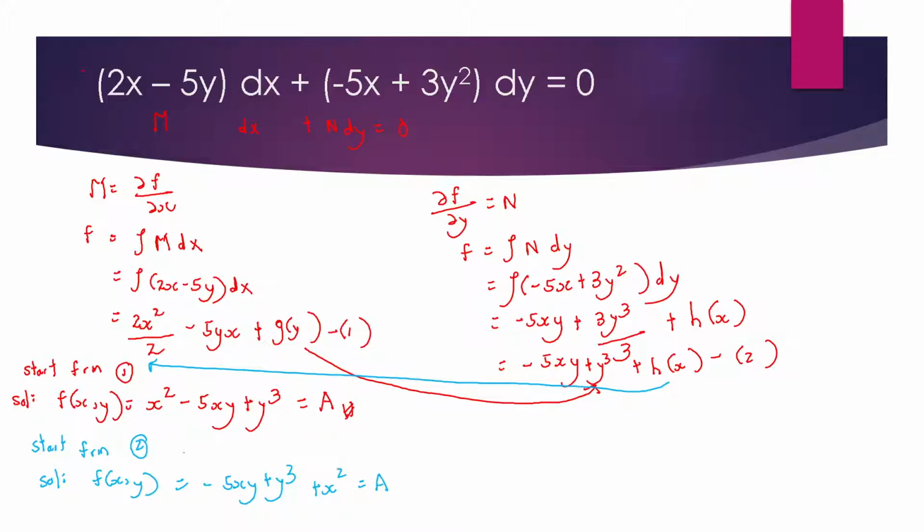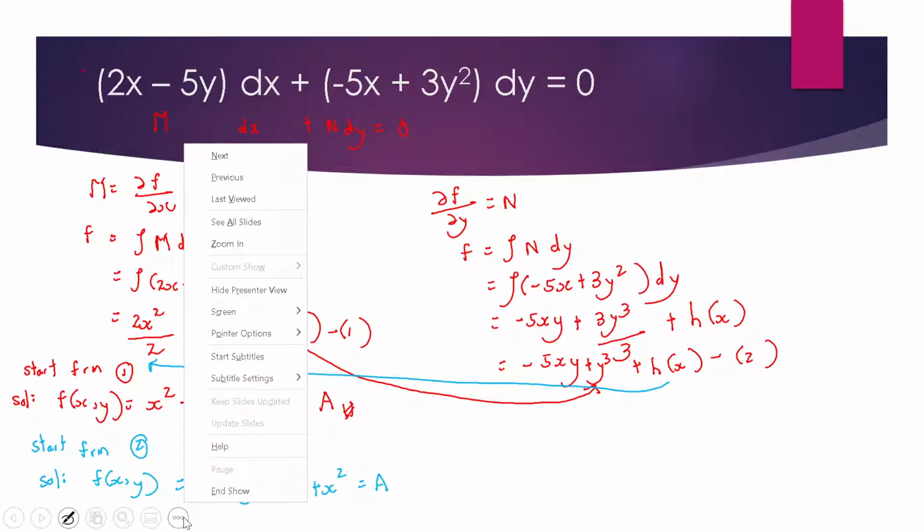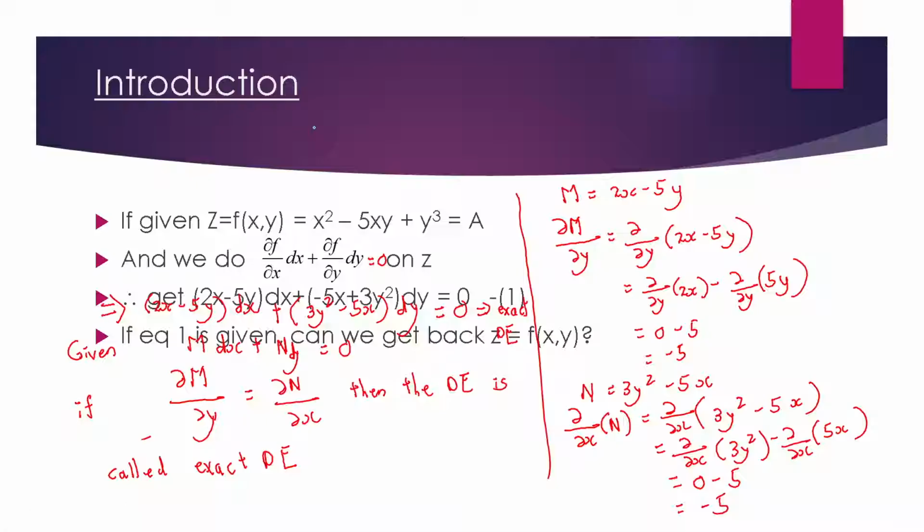You can check back into the introduction part. Just now what I gave is actually f(x,y) is equal to x squared minus 5xy plus y cubed. You can check back. I'll quickly check it. By the way, see the slide. Let's see. Initially, from the introduction part, we give you z equal to f(x,y), which is actually x squared minus 5xy plus y cubed.